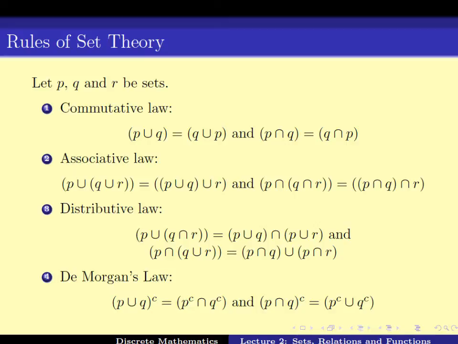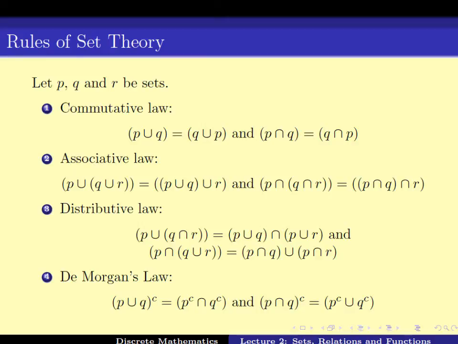The third law, which is an interesting law, is the distributive law. This says that P union Q intersection R is same as you first do the union of P with Q and P with R, and then take the intersection between these two sets. Similarly, P intersection Q union R is same as P intersection Q union P intersection R.